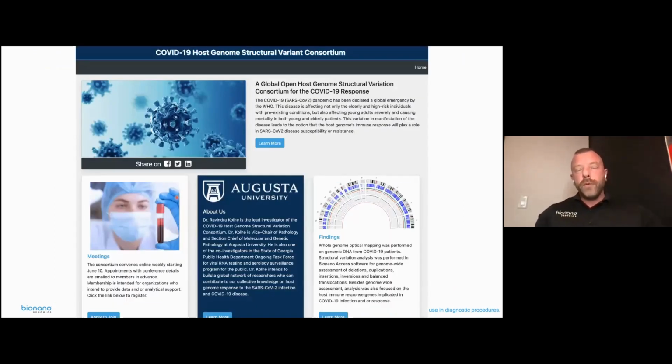Now, of course, 2020 and 2021 were dominated by COVID-19, and it became clear very quickly that there was a big difference in how different patients responded to infection. Some people would get really very ill, and others were asymptomatic.